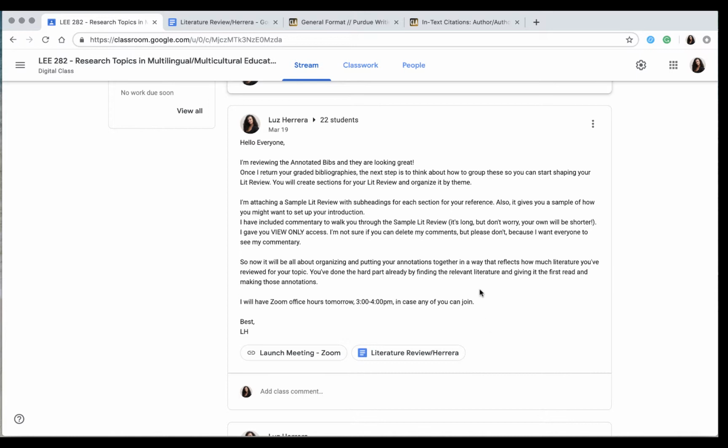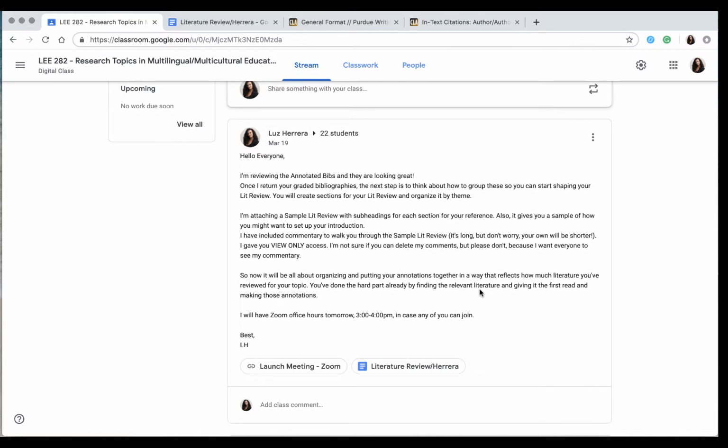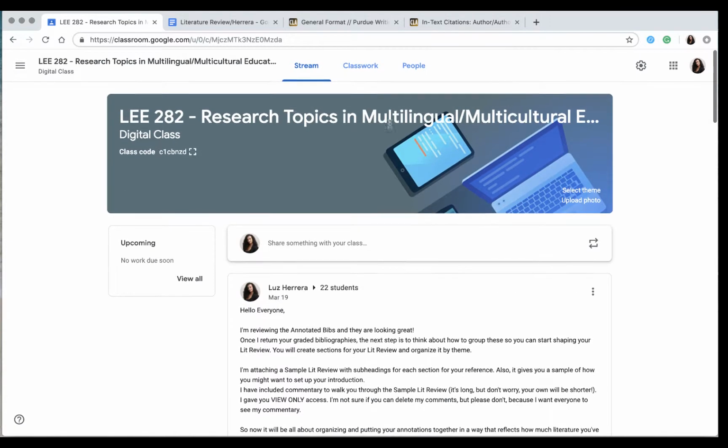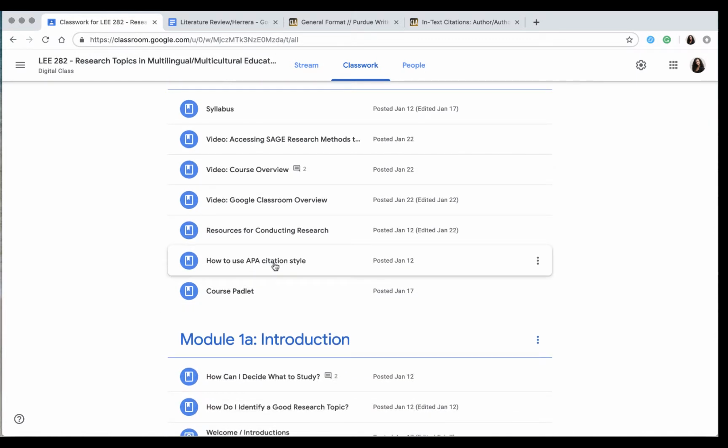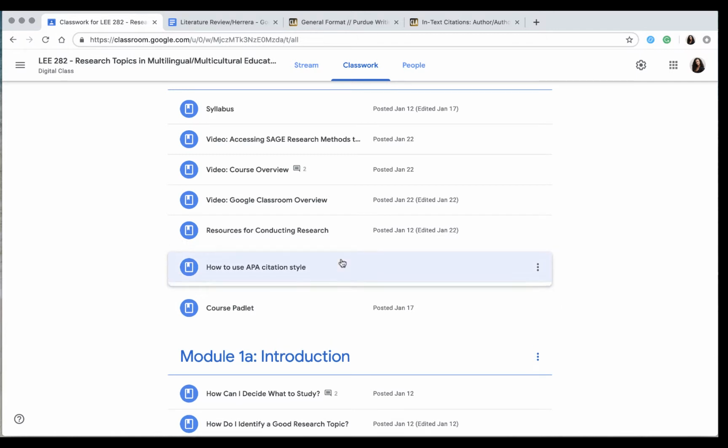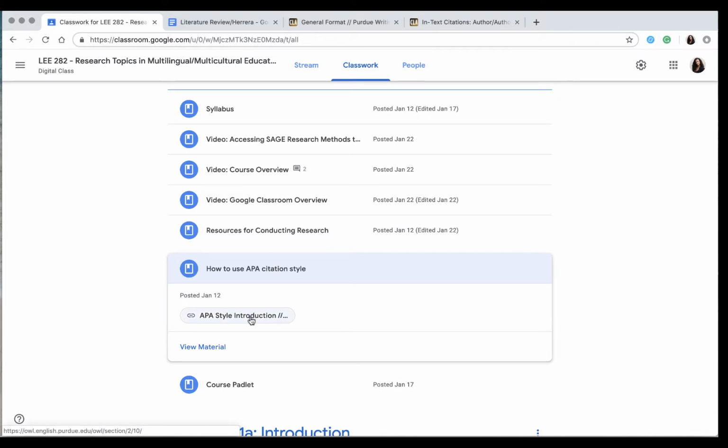But before we do that, I did spend some time going through your annotated bibliographies, and I spent way too much time within the formatting, which is not something that I'd like to spend too much time on in the future. So I really want you to look for the resources that I have for you here. For instance, this is one of the first things that I posted, because this is one of the things that are going to be critical for you all to know: how to use APA citation style.